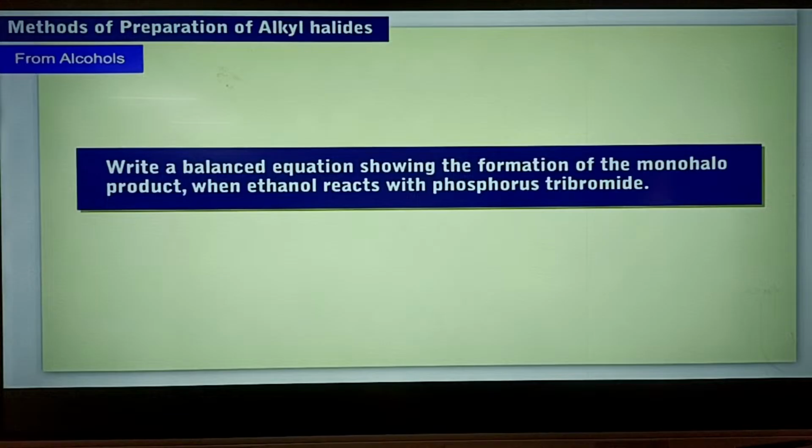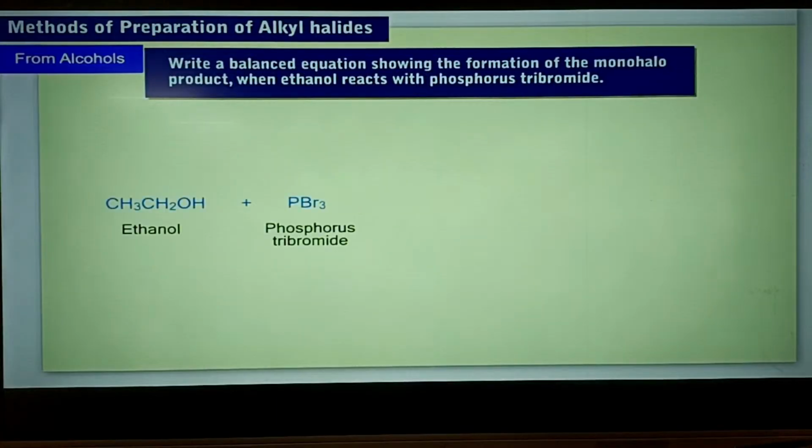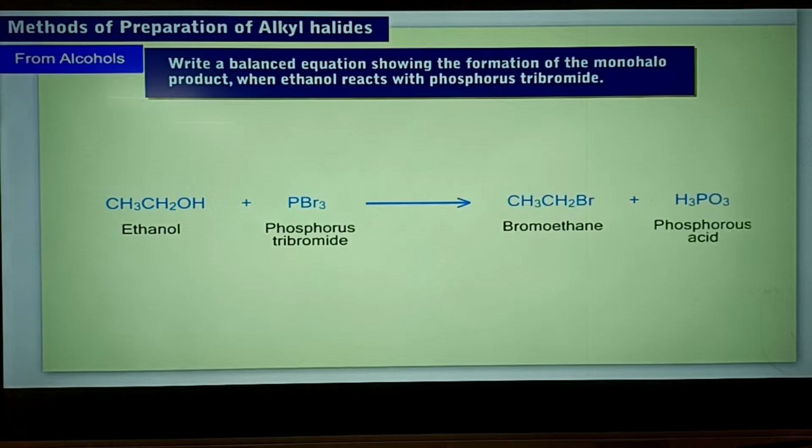Now, write a balanced equation showing the formation of the monohalo product when ethanol reacts with phosphorus tribromide. Start by writing out the formulae for the reactants. You should recognize the pattern. An alcohol reacts with a phosphorus halide to make an alkyl halide. So, the monohalo product is bromoethane. Phosphorus acid is the other product. Be sure to balance the equation.